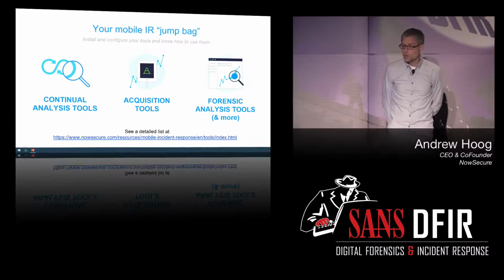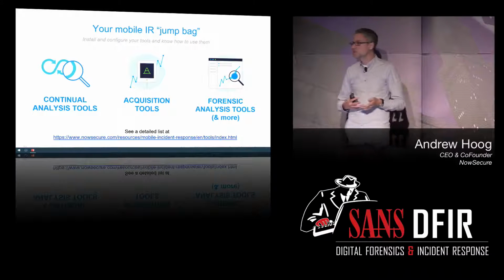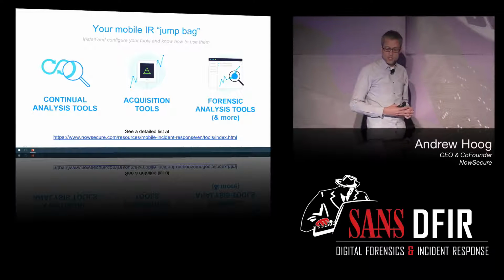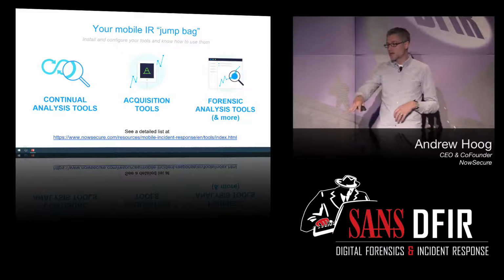The tools for mobile are different, and so you're not going to be able to use a lot of the same tools that you use. There's a little bit of overlap. And we broke them down into 3 broad categories. First of all, the continual analysis side. So how can you collect data on a near real-time basis? What sort of acquisition tools exist so that you can acquire information, and then the forensics analysis that you do after that. I link out to the book.